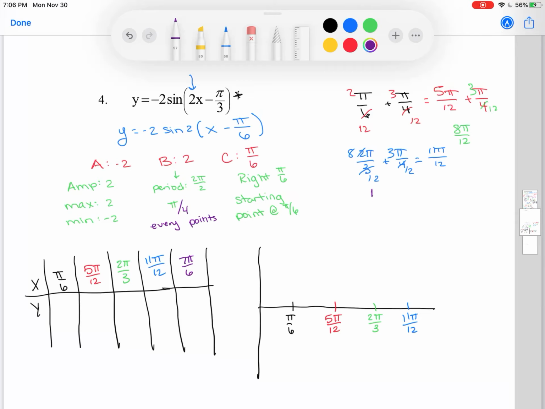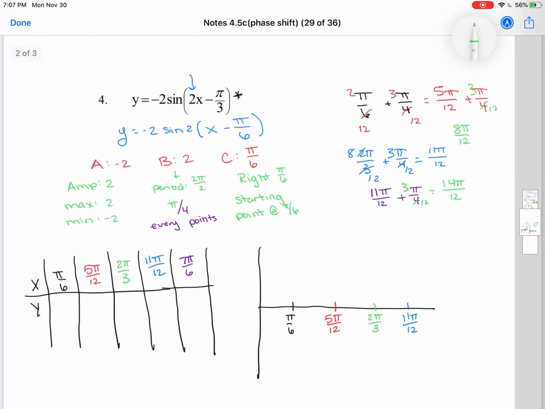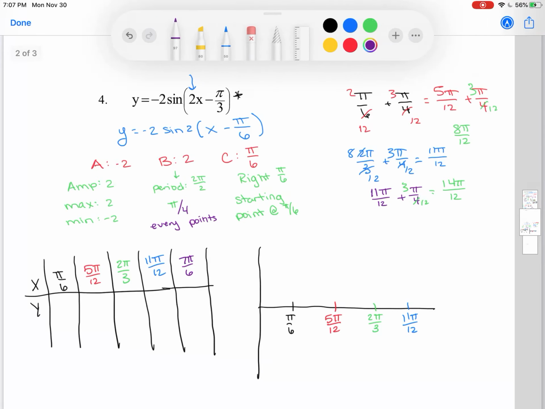And if you don't believe me, let's take that original 11 pi over 12 and add another pi over 4. Get the same denominator. That gives me 14 pi over 12. They both have a 2 in common, so I can take that out from top and bottom, and there we have it. 7 pi over 6.